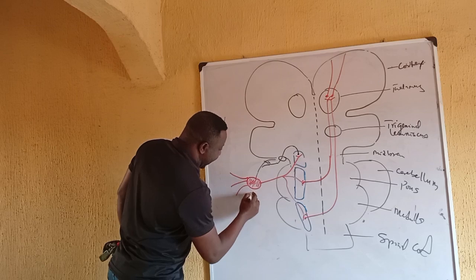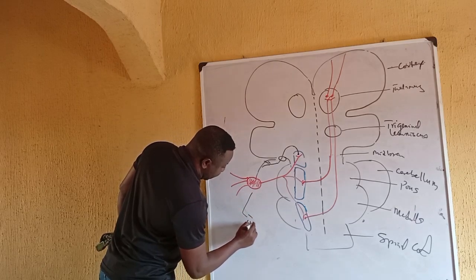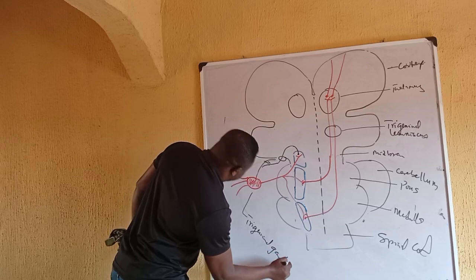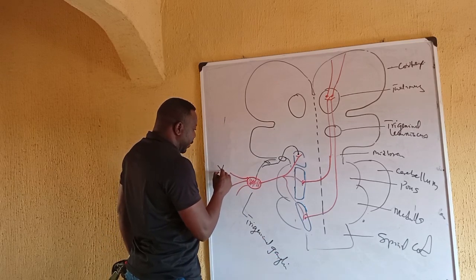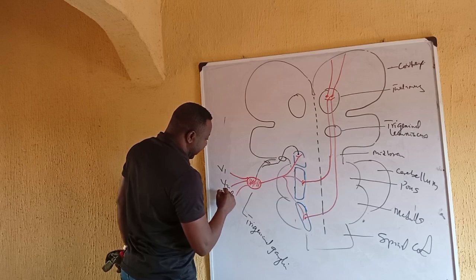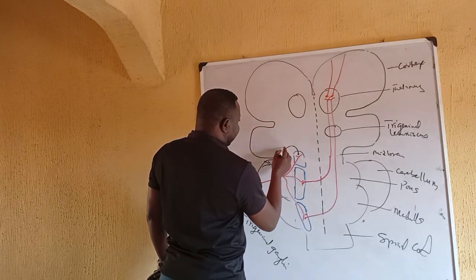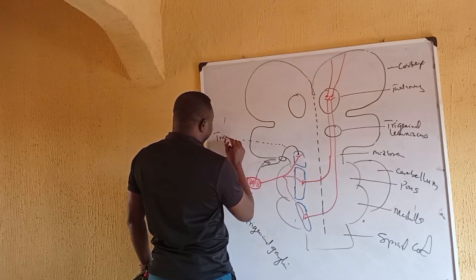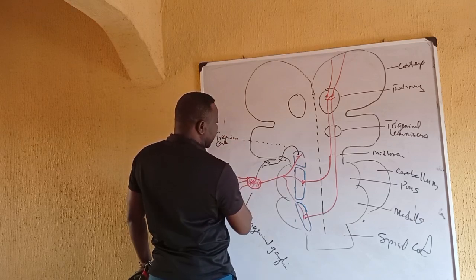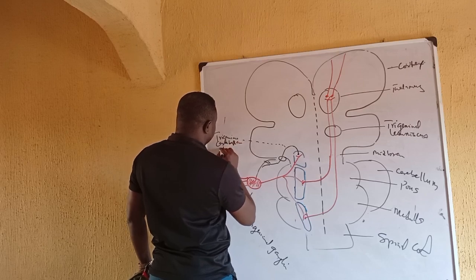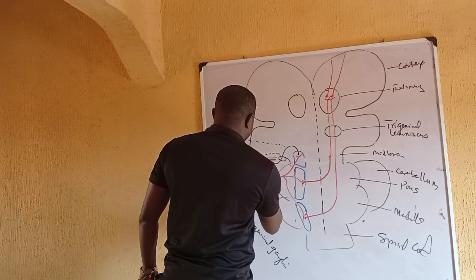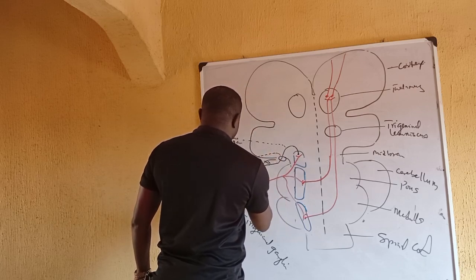This is known as trigeminal ganglion. These are the divisions of the trigeminal ganglion: V1, V2, and V3. This is known as trigeminal tract. This is known as trigeminal cerebellar tract. Right? This is known as the superior cerebellar peduncle.